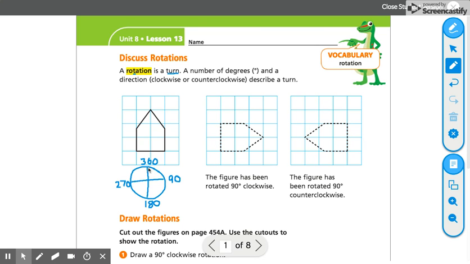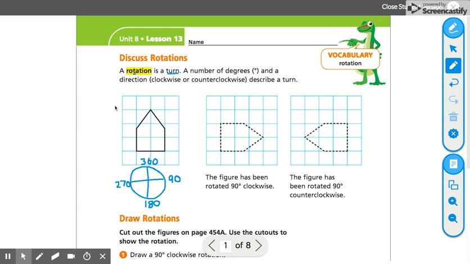So if I'm starting here and I rotate one chunk, I've gone 90 degrees. So a quarter of like a clock or a circle is 90 degrees. If I go halfway around a circle, I'm at 180 degrees. If I go another quarter, I'm at 270. And if I go all the way around, I'm at 360.